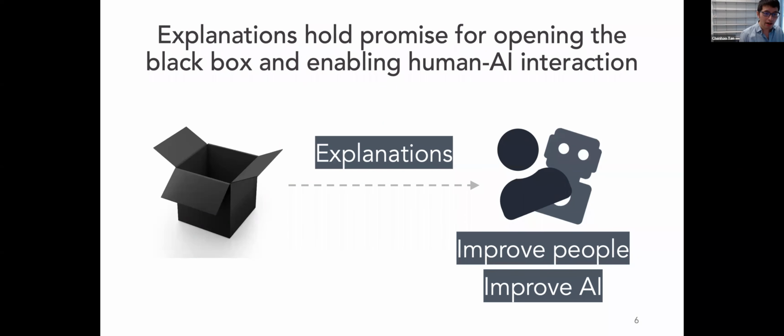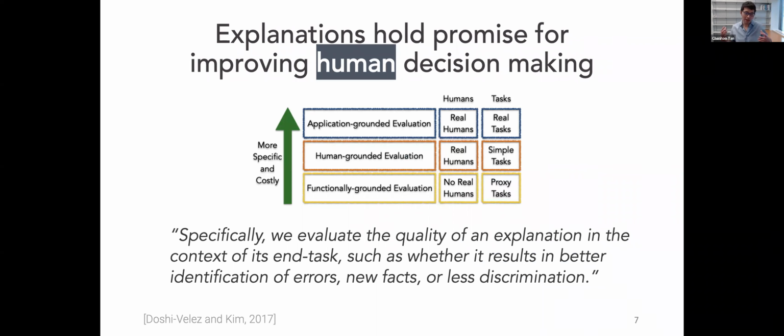In particular, I'm going to think about the setup in this seminal paper by Doshi-Velez and Kim on different levels of evaluation. In the end, the evaluation I think is most valuable is application-grounded evaluation, where humans actually make the decisions and we see whether the explanations or AI model can improve human decision outcomes. To quote them, specifically, we evaluate the quality of explanation in the context of its end task, such as whether it results in better identification of errors, new facts, or less discrimination.